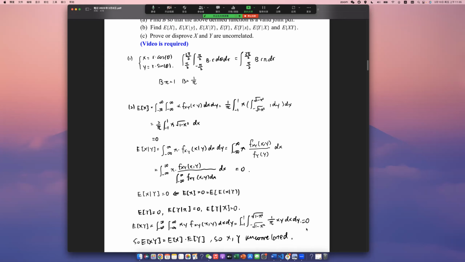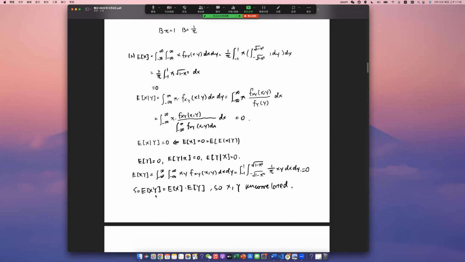which equals, because all of them are 0, for the expected value of xy, we just plug in the equation from negative infinity to infinity, from negative infinity to infinity of xy times f(x,y) dx dy equals negative 1 to 1, and plug in the two bounds, and then we get 0. And so we see that the expected value of xy equals the expected value of x times the expected value of y. So x and y should be uncorrelated.